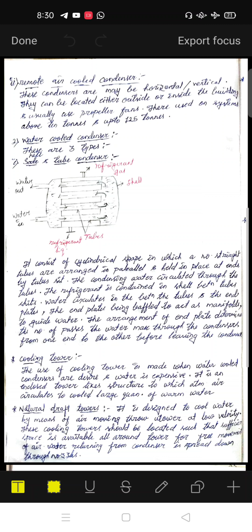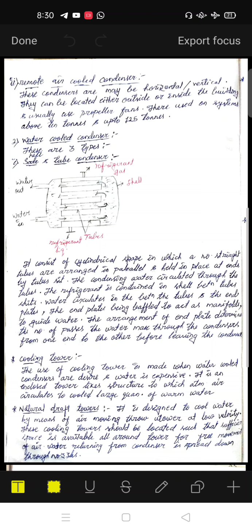So next one is the cooling tower. The use of a cooling tower is made when water cooled condensers are desired and water is expensive and scarce. It is an enclosed tower-like structure through which atmospheric air is circulated by large fans to cool a large quantity of warm water.